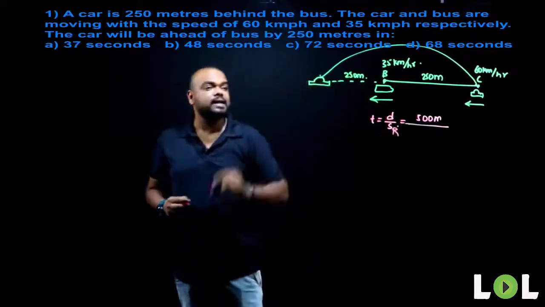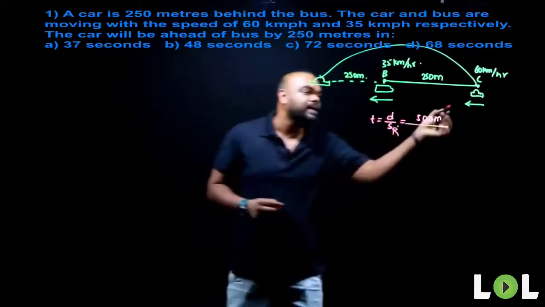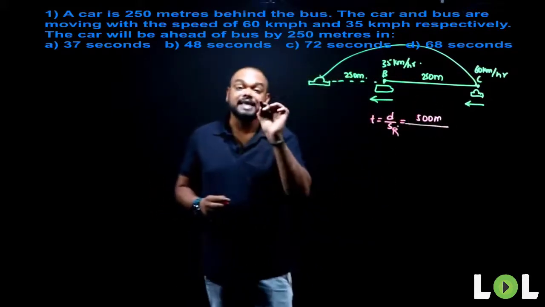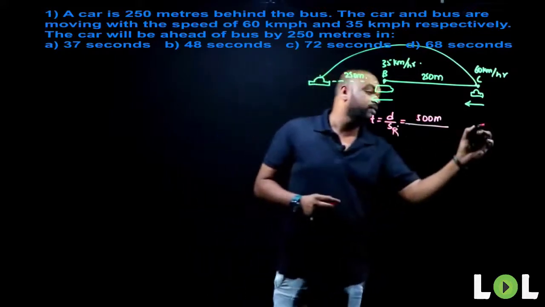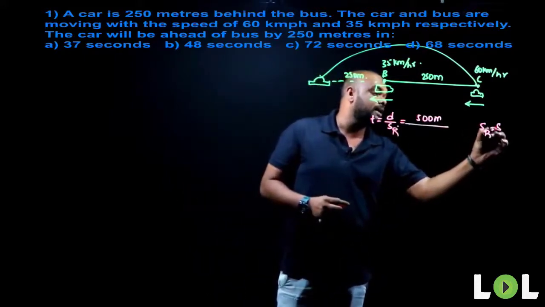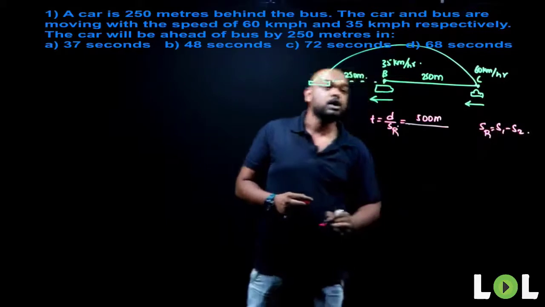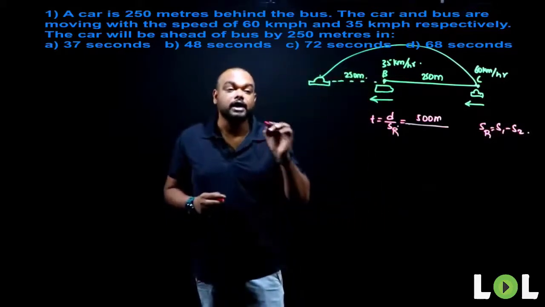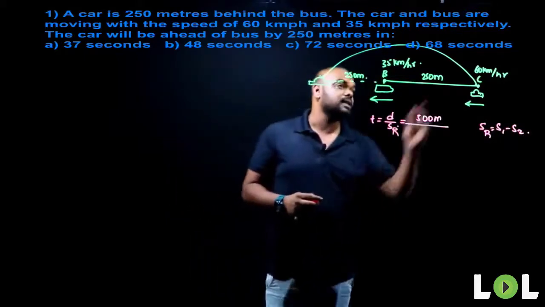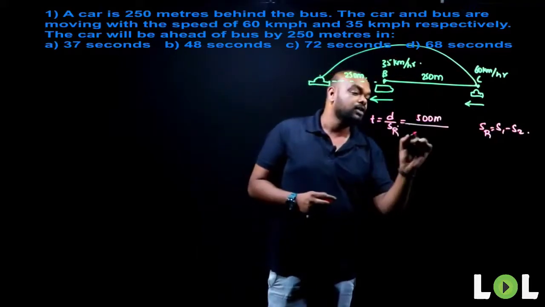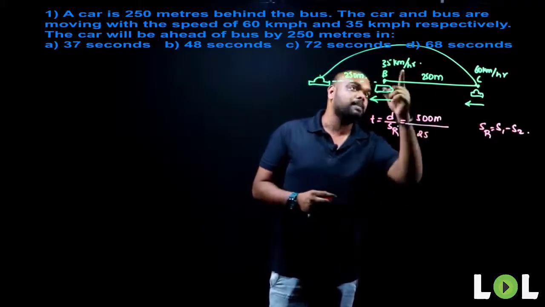Now, are both running in the same direction or opposite direction? Obviously, both are running in the same direction. What is the relative speed? When two objects are running in the same direction, relative speed is S1 minus S2, that is the difference of their individual speeds. Now what is the difference here? 60 and 35. The difference is 25 kilometers per hour.